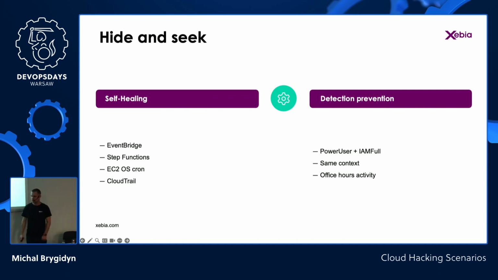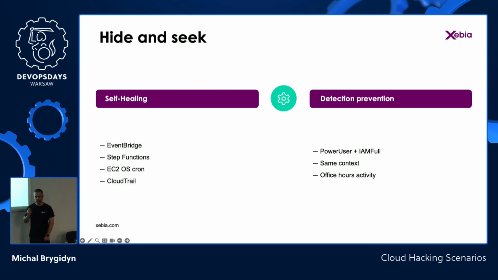And how to not be found easily. Instead of using the administrator access policy, that's a red flag for all security tools on AWS, I just use PowerUser plus IAMFull. That's exactly the same as admin access, but it's not that easily flagged. Same with context. When I hack into your EC2 and I extract the session credentials, I don't use them from my Mac, I use them from the EC2, because when I use them from my Mac, GuardDuty will flag it and will say, hey, someone is using it out of context.